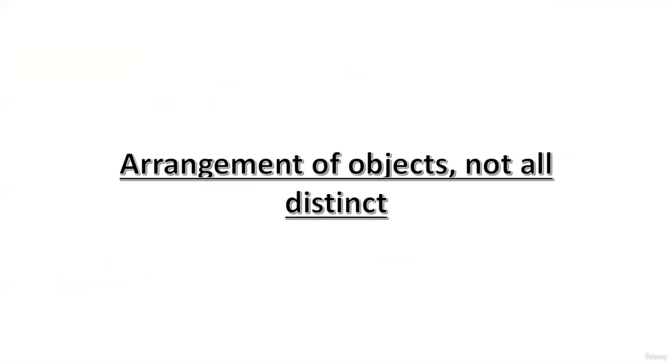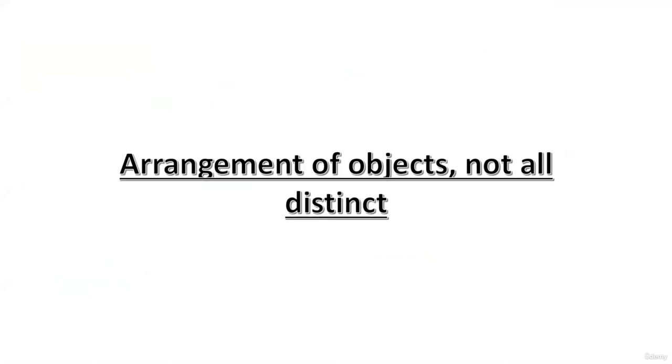Hello guys, so we move on to the next topic, and that is arrangement of objects not all distinct. Up till now, what we had was all distinct objects. We had to arrange and select them. But right now we will have some objects among which some will be alike or identical. Let's see how we deal with these cases.